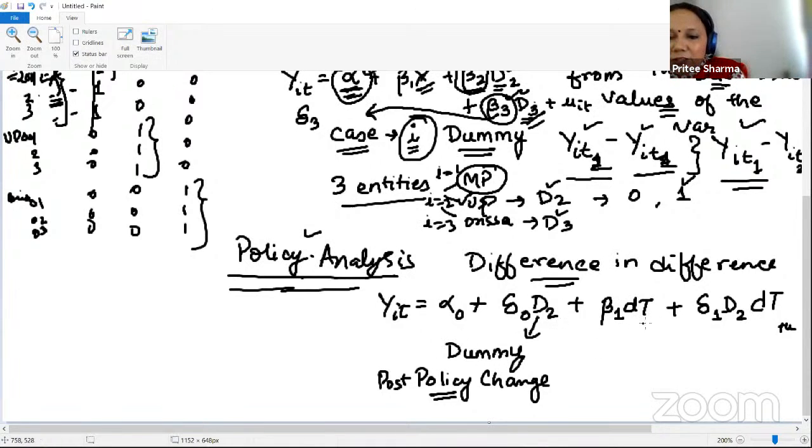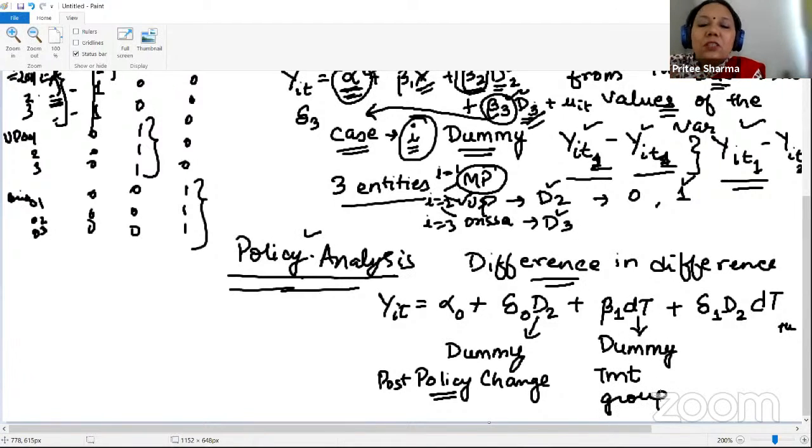Now here, what is DT? DT is the dummy for treatment group, because our main objective is to see what is the impact of the policy where it has been deployed. And this D2, that is capital D2 with small d capital T, this is the interaction term.